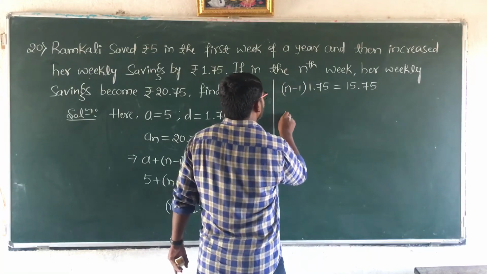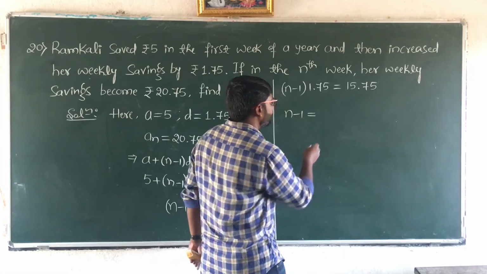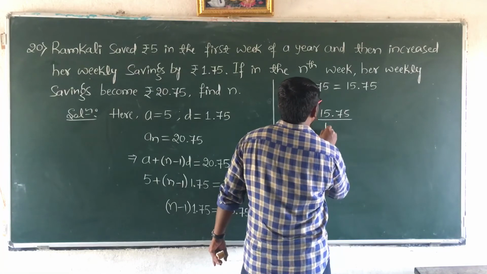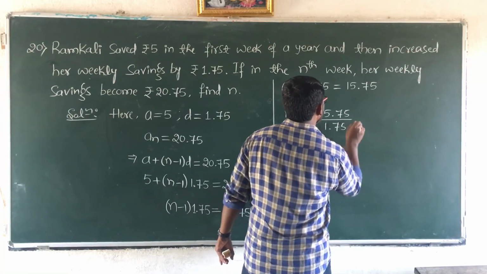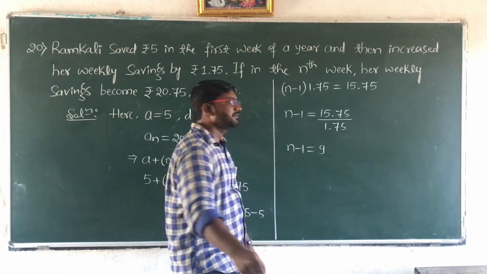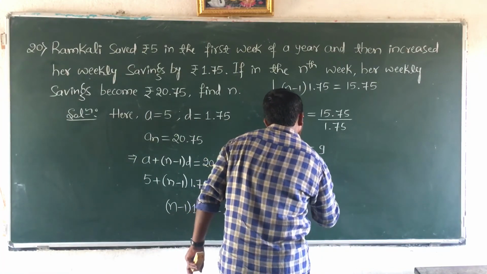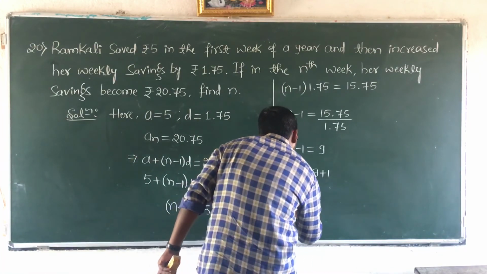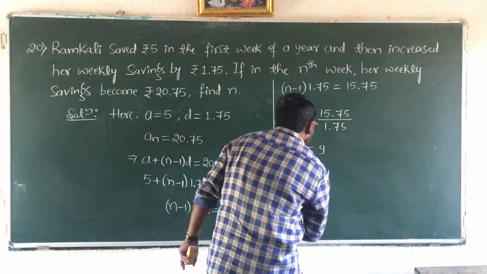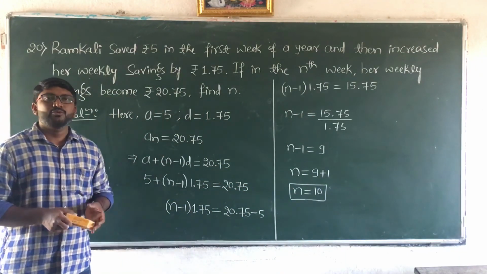Now n minus 1 is equal to, take this term to the RHS, it goes to the denominator. 15.75 divided by 1.75. Now n minus 1 is equal to 9. Then take minus 1 to the RHS, it becomes plus 1. N is equal to 9 plus 1, n is equal to 10. So this is the required value of n. So with this we have completed the exercise 1.2. So pause the video to note it down.